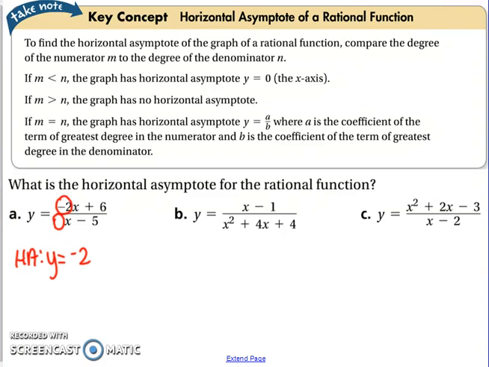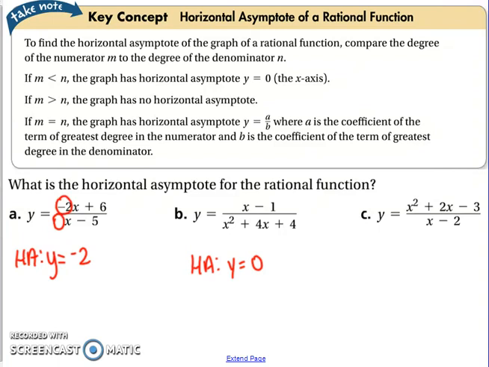On B, if we look at the degrees, the numerator is x to the first, the denominator is x to the second. Since the top is less than the bottom, this horizontal asymptote is y equals 0. It doesn't matter what the coefficients are or anything this time. If the degree of the top is less than the bottom, it's just y equals 0.